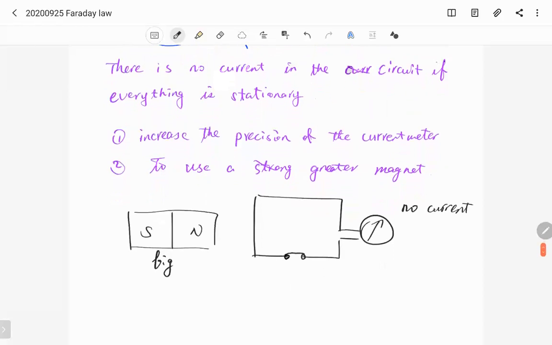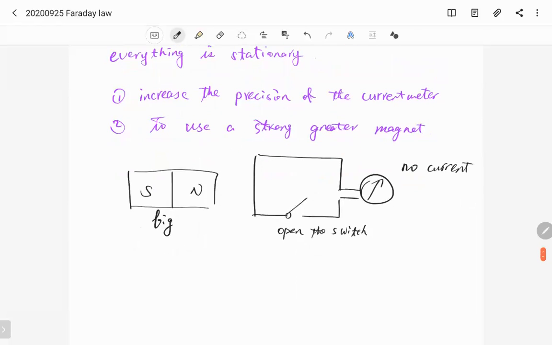But when he opened the switch, at this moment, he found a current. The current meter showed some change when he opened the switch. But after he opened it, the current meter went back to the initial position. So he said that at the moment when he opened the switch or closed the switch, he saw a current. But if the circuit keeps closed or keeps open, there's no current.